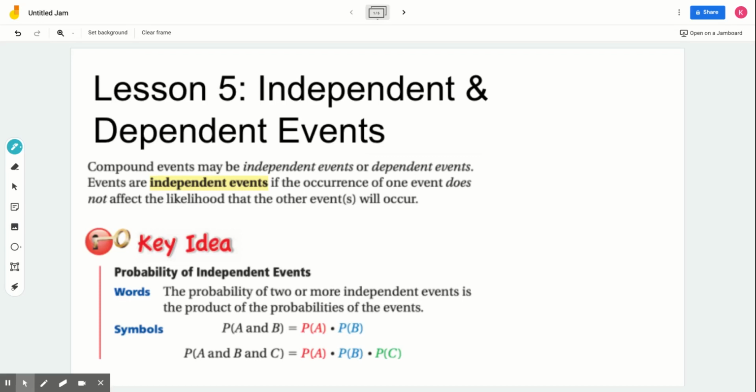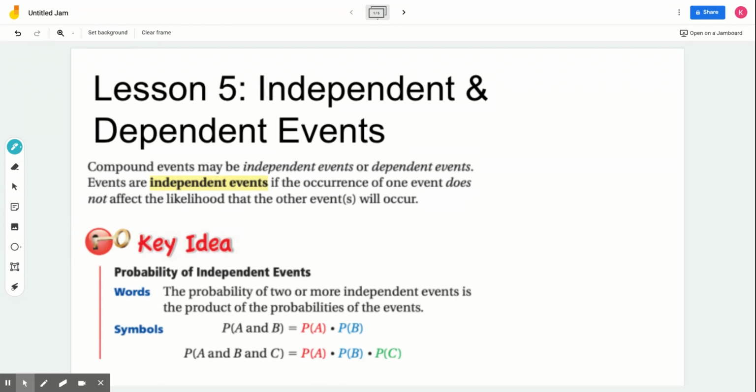Today we're going to talk about lesson 5 in chapter 10 for math and chapter 15 for advanced math, which is on independent and dependent events. Compound, or two or more, events may be independent or dependent events. Events are independent if the occurrence of one does not affect the likelihood that the other event will occur.